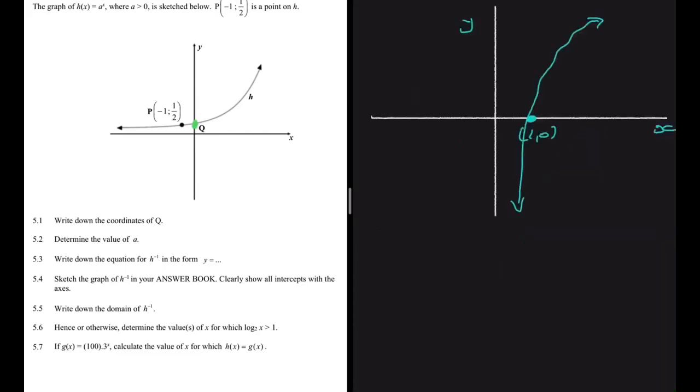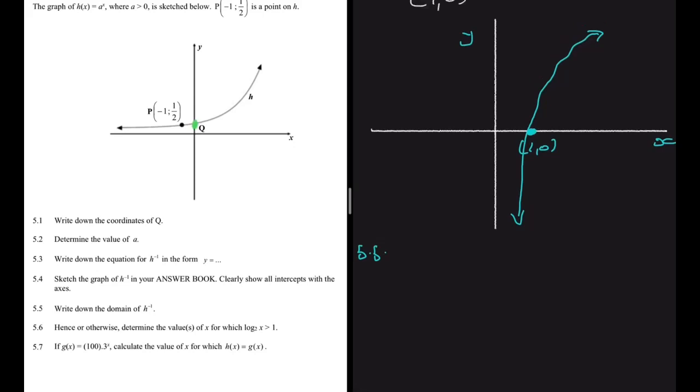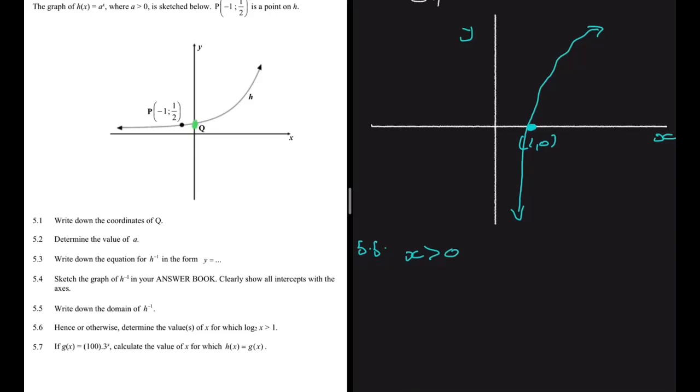Let's move to 5.5. So 5.5 is saying that let's write down the domain of h inverse. So what's the domain again? The domain is the x values for which our function is defined, right? And our function here is only defined when x is greater than 0, right? When x is equal to 0, we have undefined. When x is negative, we have undefined. It's only defined when x is greater than 0, right?